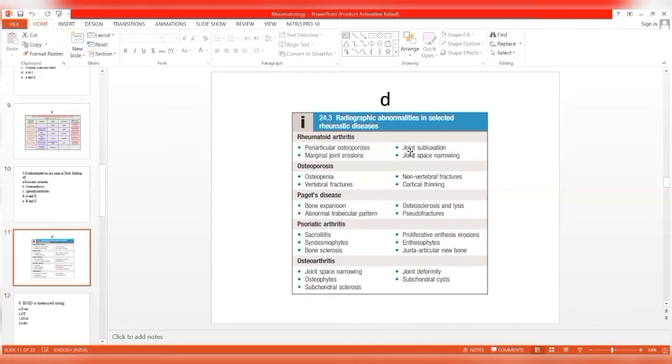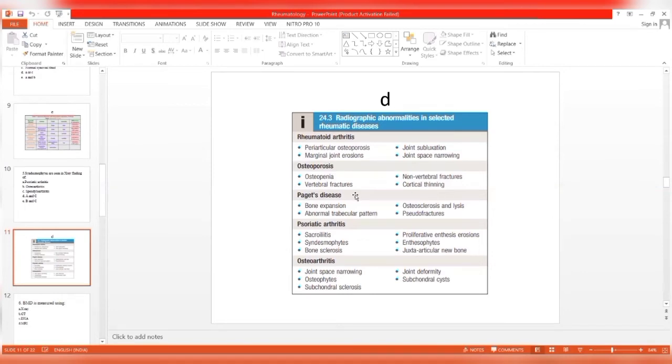In case of osteoporosis, what is happening? There is reduced bone mineral density, is it not? So in osteoporosis, there will be osteopenia, vertebral fractures, non-vertebral fractures, and also cortical thinning. Since there is reduced BMD, there is cortical thinning.